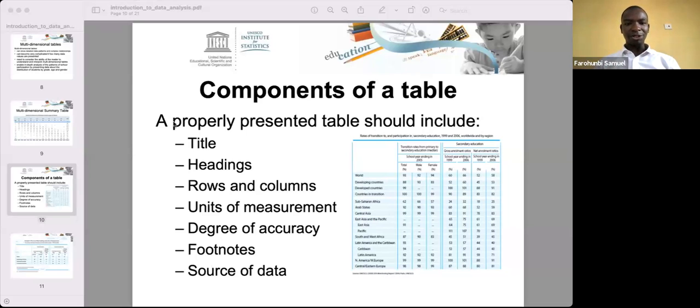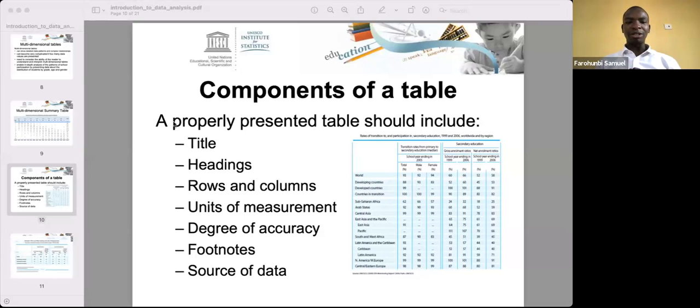These are my observations. Number one, some made their table to be multicolored. Number two, some did not put a title in their table. Number three, some did not put the proper rows and columns.